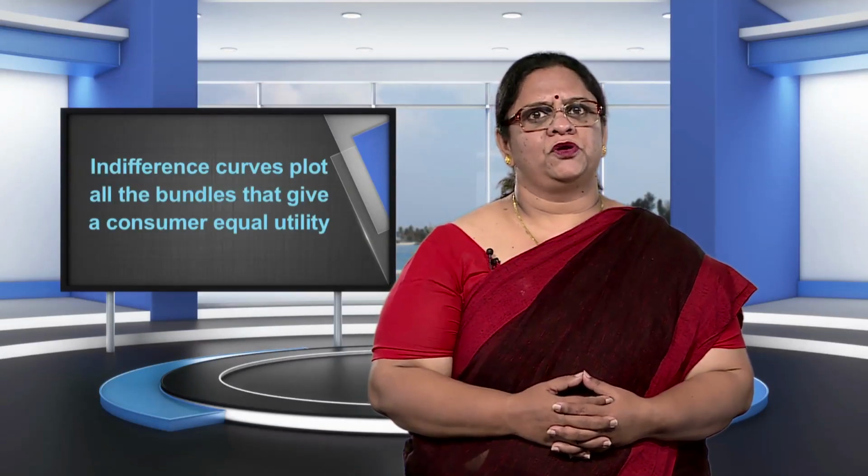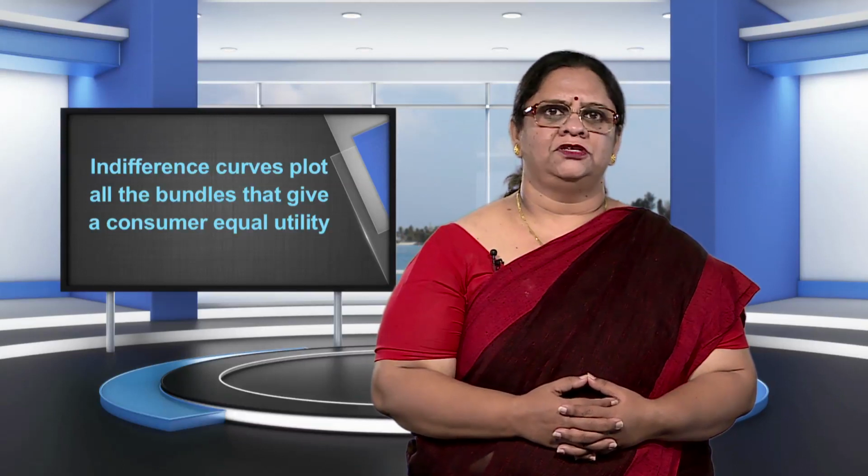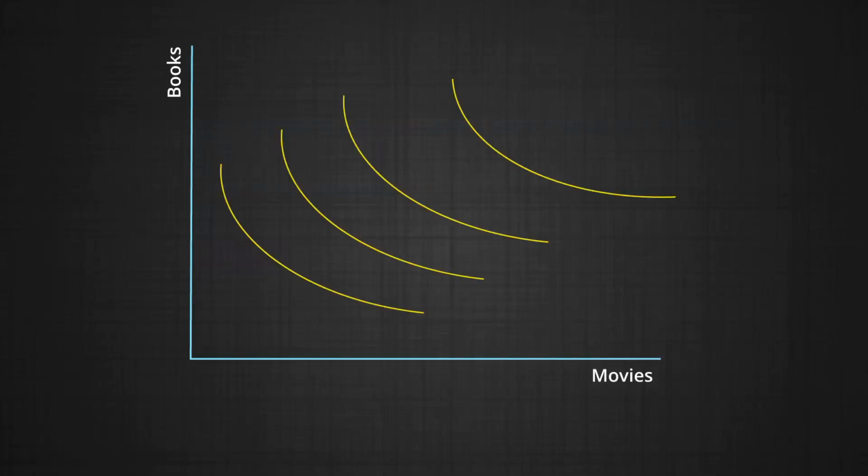Indifference curves plot all the bundles that give a consumer equal utility. The curve in your diagram, U1, represents one such curve. There would be similar curves passing through points A and through point D as well. In fact, complete preferences mean that every bundle in this diagram must lie on some indifference curve.